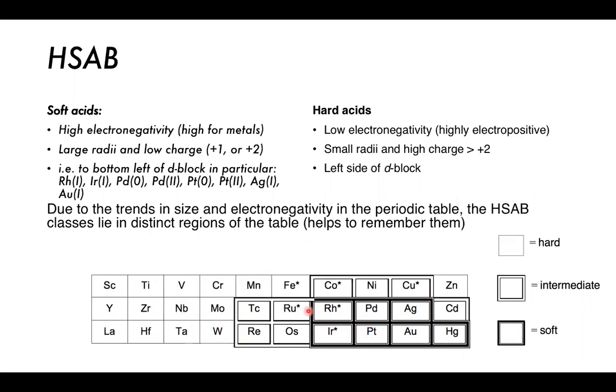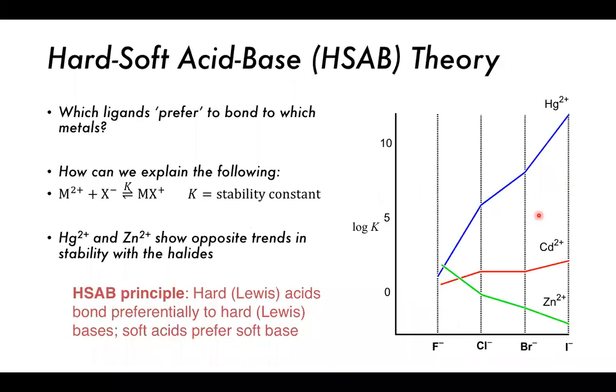So you'll see here intermediates such as technetium, ruthenium, osmium, rhenium, cobalt, nickel, and copper, and then the others are typically hard. So this is the description. This is why we see the pattern that we saw on the previous slide. So zinc is typically a bit of a hard acid. Mercury is a soft acid. And cadmium, these are all in the same group. Cadmium is, I guess, intermediate. It's in between those two.